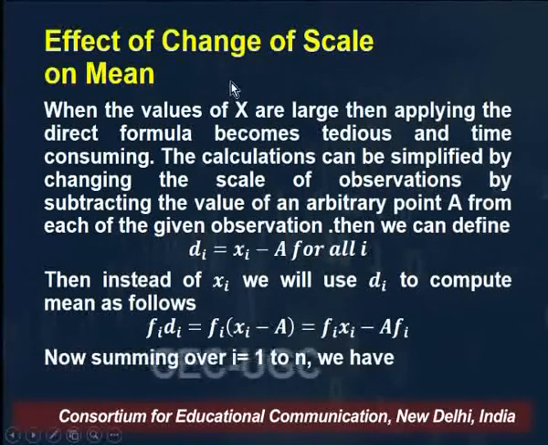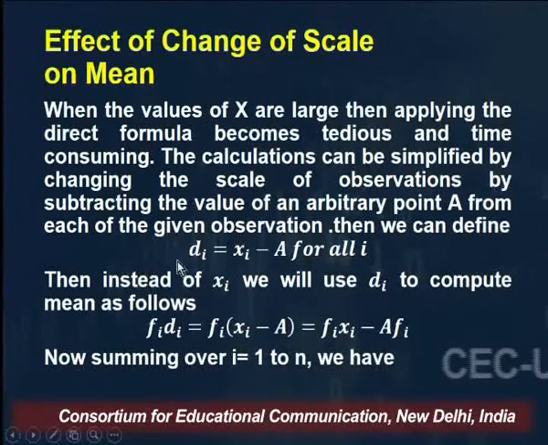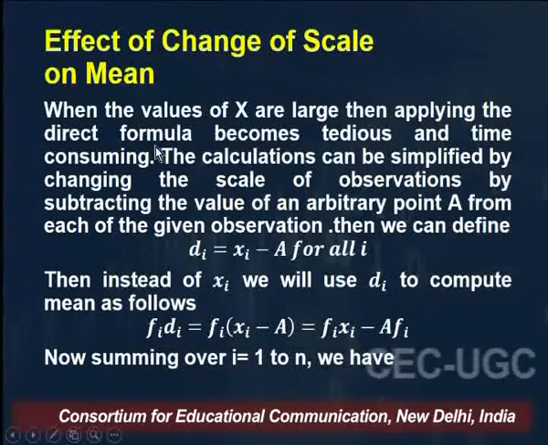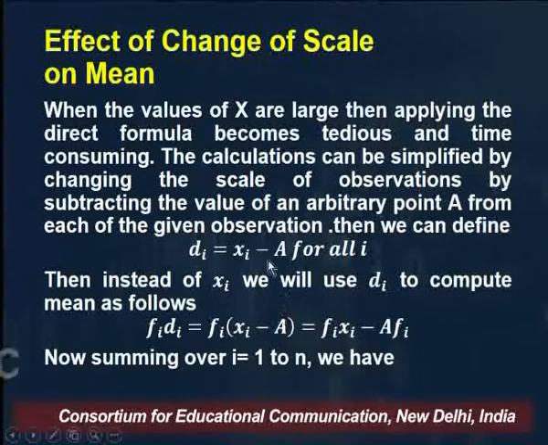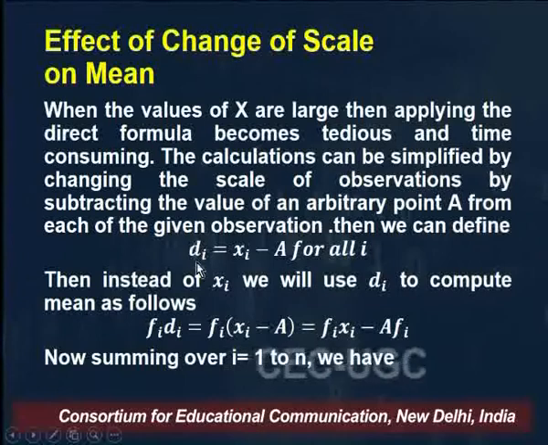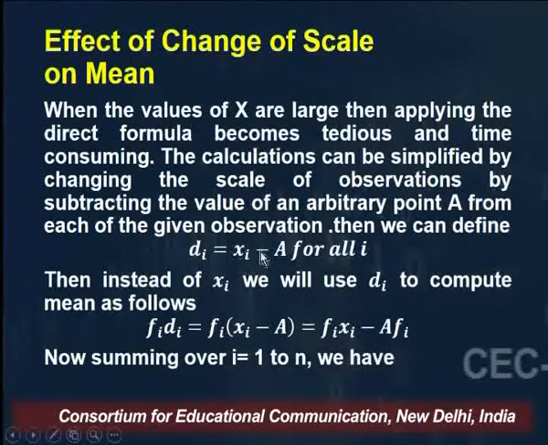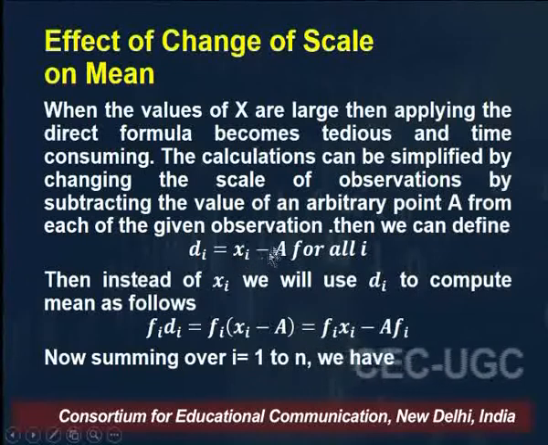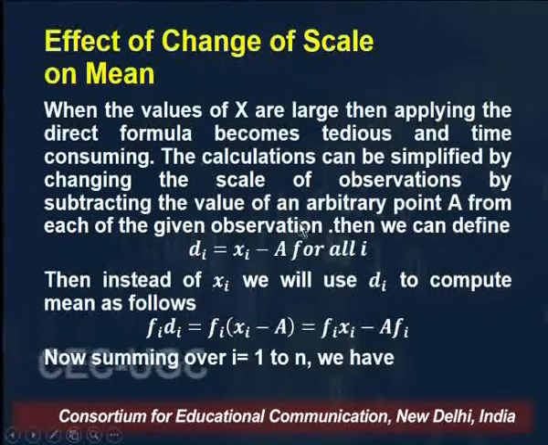Changing the scale means that you are given the values of xi, small x1, small x2 and small xn. I make these values a little bit simpler or smaller by subtracting a particular quantity from each of these xi's. So what I am going to do is define a variable di. What is di? Di is xi minus capital A for all i. So if each observation, each x1, x2, xn that I have, I subtract capital A from each of them. This capital A quantity remains the same. So I am changing the scale by A.